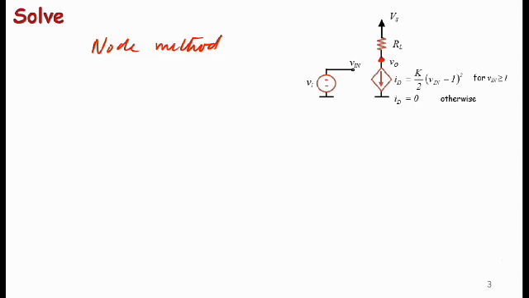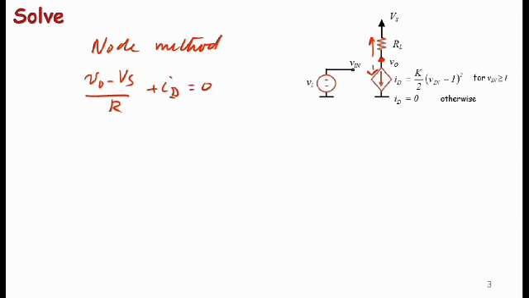Okay, let me proceed here. So in order to write the node equation for that node, I'm going to sum the currents exiting the node, and so let me do that. So the current going up is simply V naught minus Vs divided by RL. That's the current going up, and then the current going down is simply ID. Okay, and that is 0.